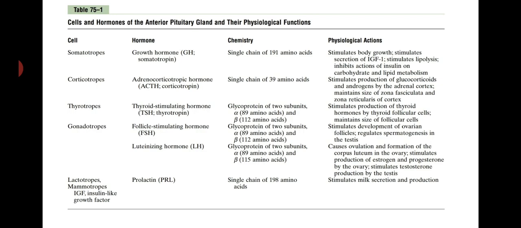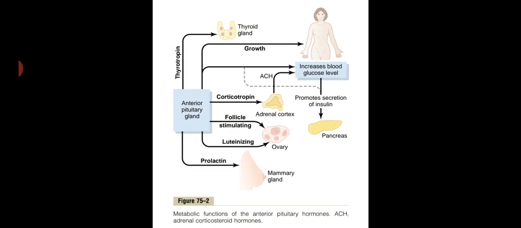The last hormone is prolactin, which is responsible for mammary gland development and milk production and secretion. In this diagram, we can see the various hormones produced by anterior pituitary and its target organs.